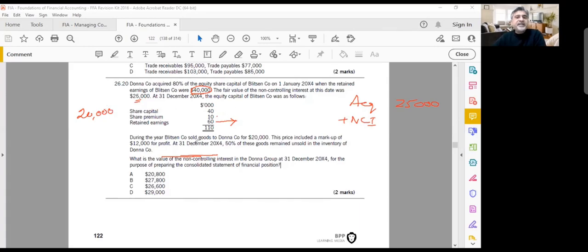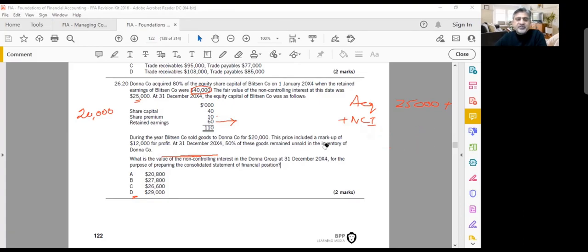If there is no intra-group transaction, NCI can come and say that 25,000 I invested, and then post-acquisition is 20,000 profit, the change in the retained earnings, 40 and 60, and I am the owner of 20%. So give me 20%, which makes it 4,000. So my share is 29,000. They could have said that like this one.